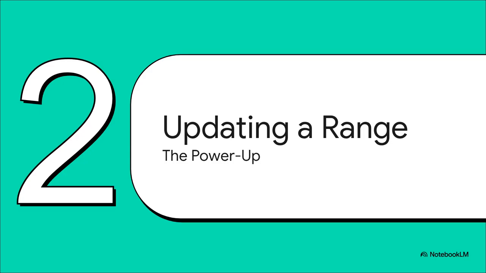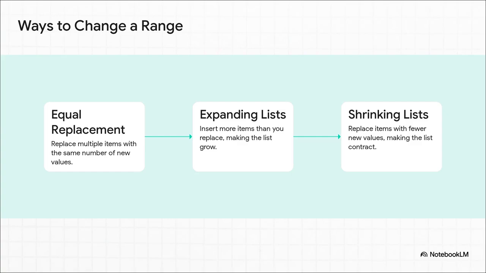What if you need to update a whole chunk of the list? Well, this is where Python lists get really powerful. You can modify a whole range at once using something called slicing. Let's check it out. So when you use a slice to change a part of a list, there are basically 3 different outcomes. You can do a simple one-to-one swap, take out 2 items, put 2 new ones in, or, and this is where it gets super interesting, you can actually make the list grow by replacing a range with more items, or you can make the list shrink by replacing it with fewer items.